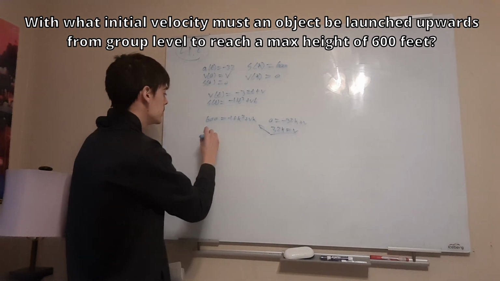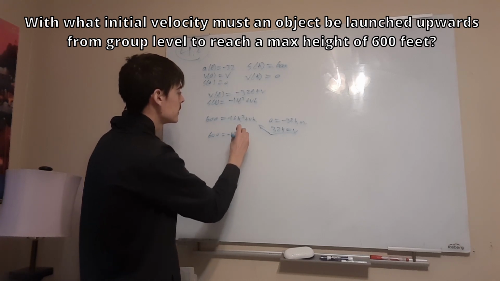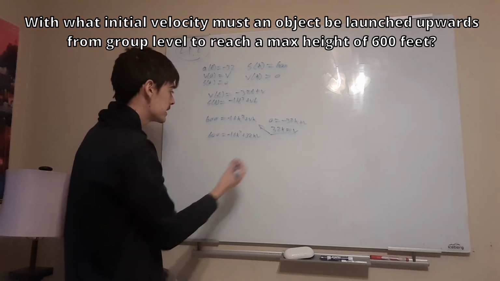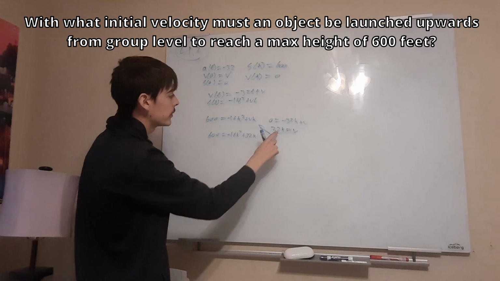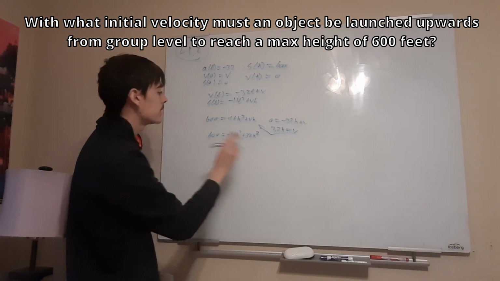If we do that, we get 600 equals negative 16k squared plus 32kv. Now we can simplify this, or not kv, my bad. v is equal to 32k, so this will turn into 32k squared. That was my bad.